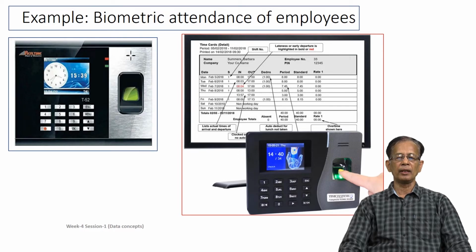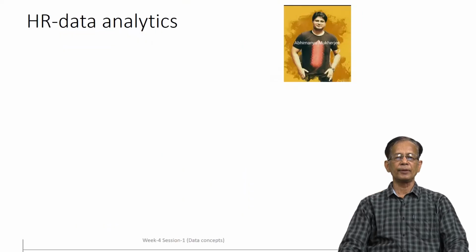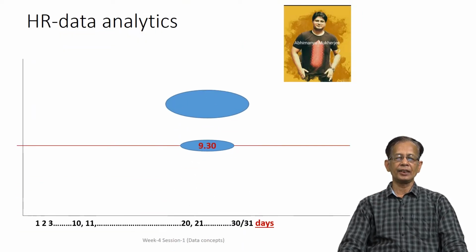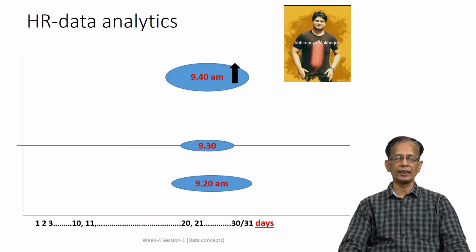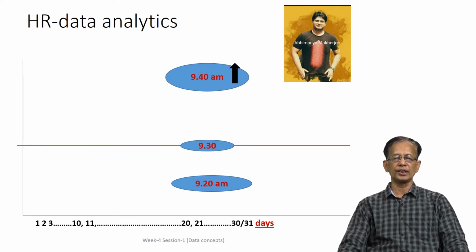Suppose we are observing the entry attendance timing of either employees or students, how they enter. Say for example, this HR data, how we will be analyzing. Some hypothetical cases: I am observing my students, how they have entered my class. I am observing for the entire 30 or 31 days of a month.